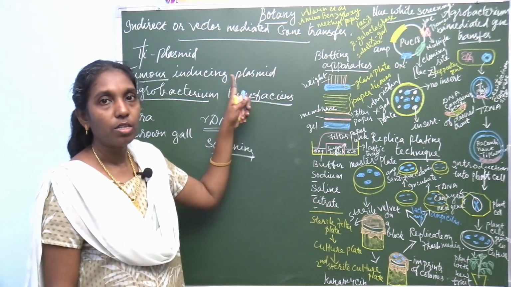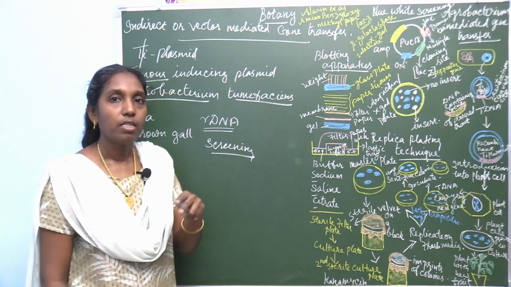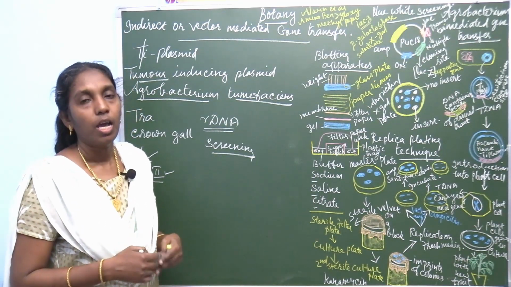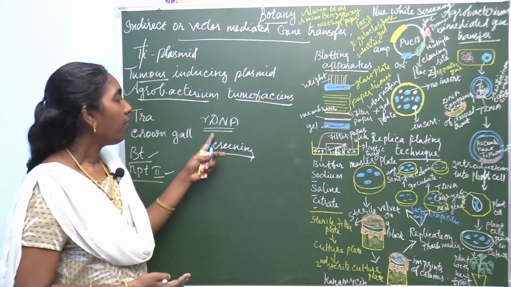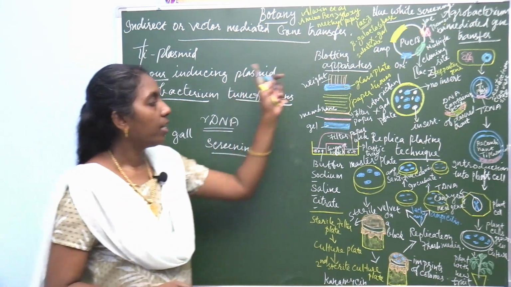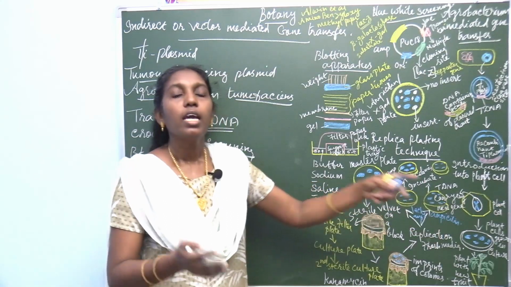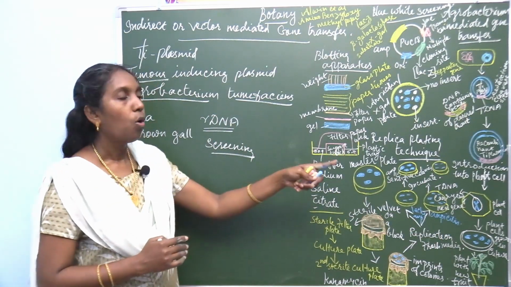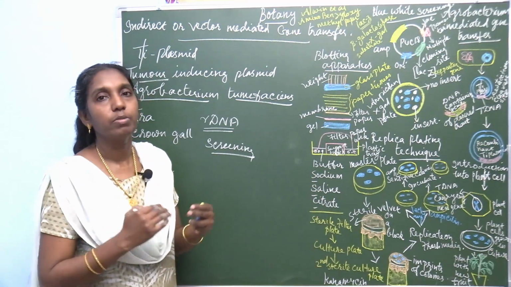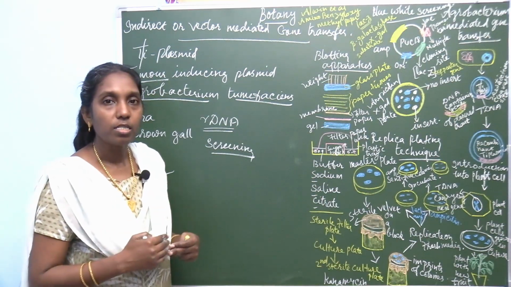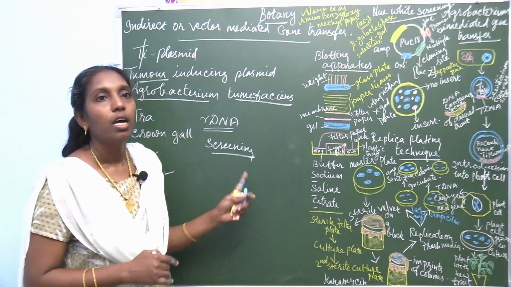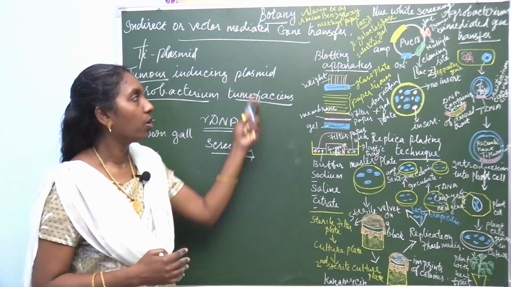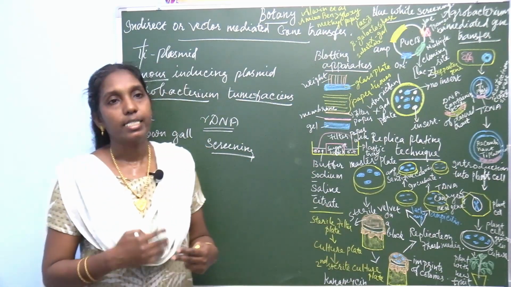So this is the first question you are going to study today. Second question, screening of recombinants. What is meant by screening? After introducing the rDNA into the host, it is essential to identify whether the host is able to accept the gene or not. This process is called screening. Different methods are used for this screening, and you are going to learn them.